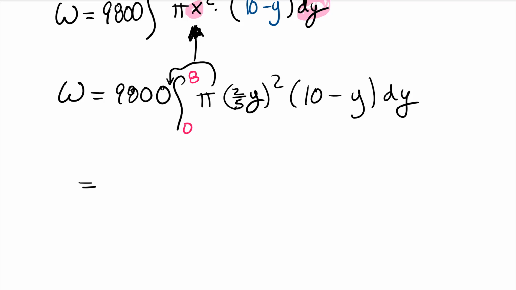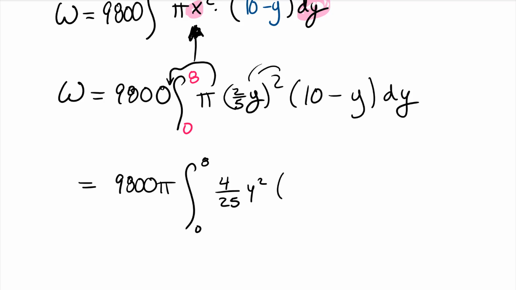Your homework's going to ask you for probably some rounded decimals or something. So I'm going to get that constant out of there. That was a pi. We're going from 0 to 8. Let's square all that stuff: 4 over 25 y squared times 10 minus y dy.